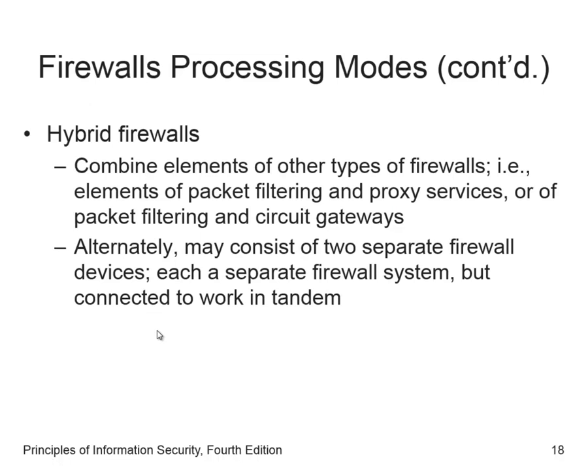So far, we addressed packet filtering, application gateways, circuit gateways, and the MAC layer firewalls. The last one is the hybrid firewalls, which combine the elements of the other types of firewalls. That is the elements of packet filtering and proxy services, or packet filtering and circuit gateways. Alternately, a hybrid firewall system may actually consist of two separate firewall devices. Each is a separate firewall system, but they are connected so they can work together to protect the overall internal network.